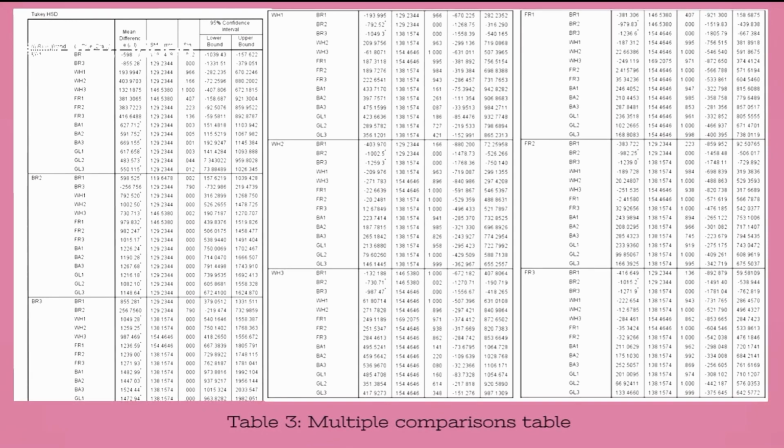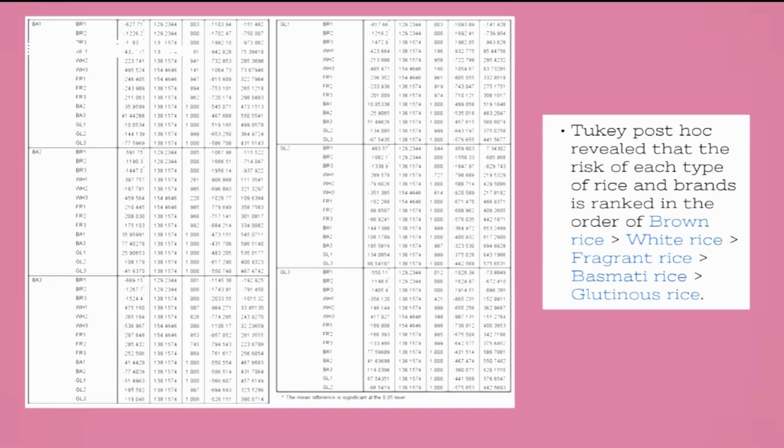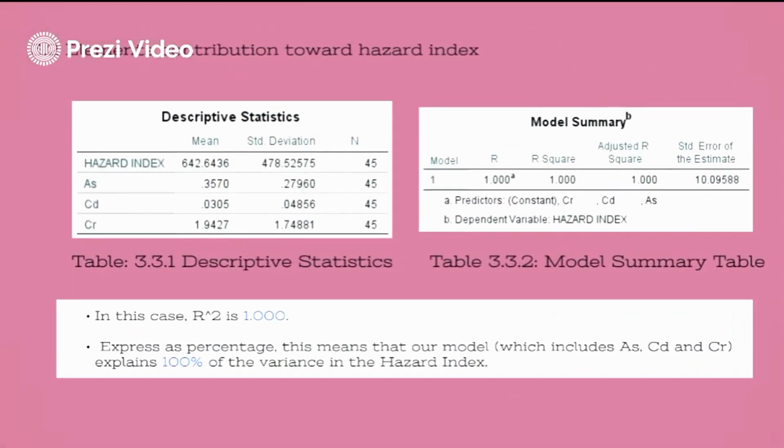From the multiple comparison table of the post hoc test, it has revealed that the risk of each type of rice and brands is ranked in the order of brown rice, white rice, fragrant rice, basmati rice, and glutinous rice, which has the smallest risk. After that, we choose 3 elements, which are arsenic, chromium, and cadmium, to test their correlation with the hazard index. First, we obtain the descriptive table of these 3 elements. Then we run the multiple linear regression to predict the outcome of a dependent variable.